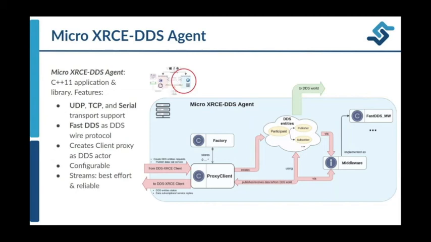Agents keep track of the client status, even if the client gets disconnected. And again, of course, it supports the same transport protocols as the client. And also it supports the best effort and reliable streams. And then the agent basically is in charge also of reporting back to the client. That means forwarding back to the client all the things that have been happening in the DDS world and where the client proxy is acting.